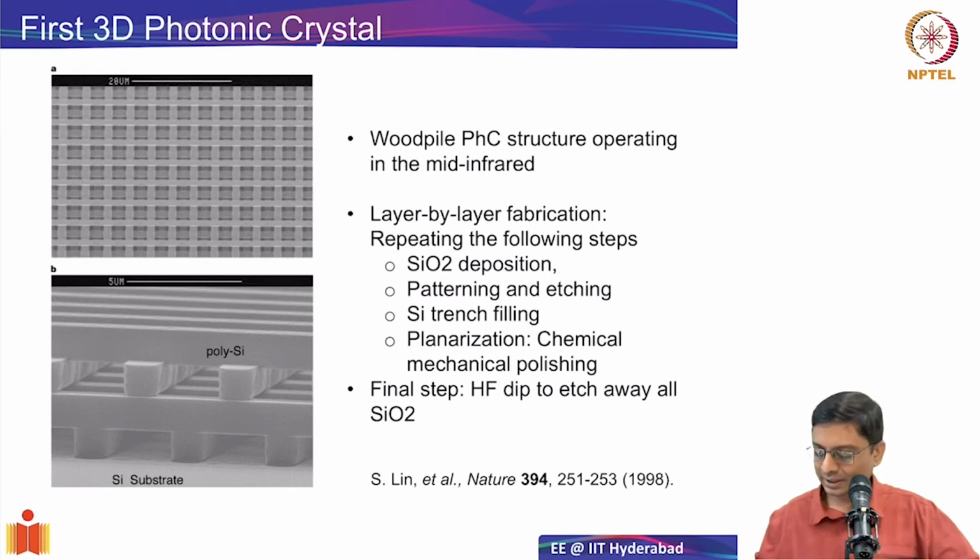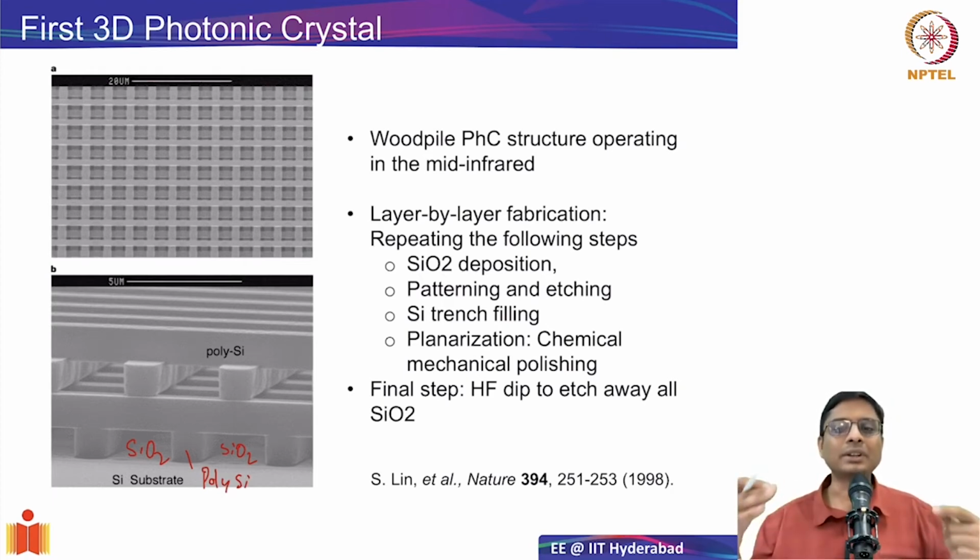For example, here, initially I would make silicon dioxide, I should write it in red perhaps. Silicon dioxide. So make lines of silicon dioxide. In between, wherever the gaps are, fill it with silicon. This is what is called polysilicon. And then repeat it. You finish one layer, planarize it, and then repeat it in the perpendicular direction, and so on, and just keep repeating for as many layers as you want.